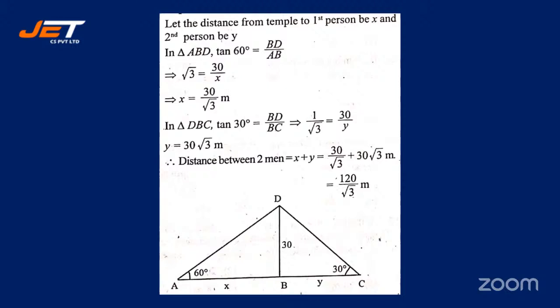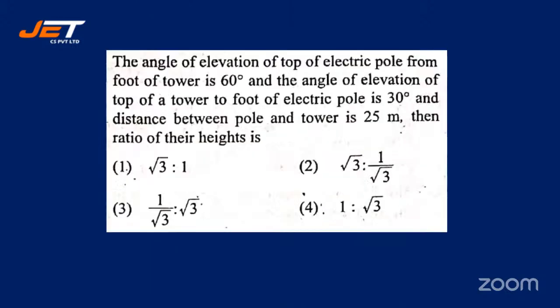All right. And here the other side, triangle DBC. You have tan 30, which is BD by BC. What is BD here? 30 by y. What is tan 30? 1 by root 3. So thereby you are getting y is equal to 30 into root 3 meters. So the distance between two men is x plus y, which is 30 by root 3 plus 30 into root 3 meters. All right. So it is 120 by root 3 meters. All right. See the next question.